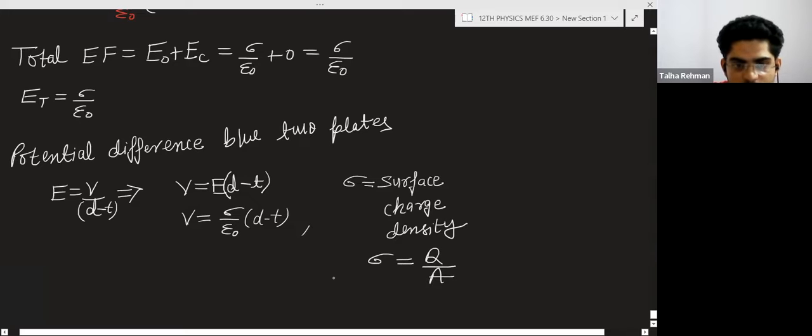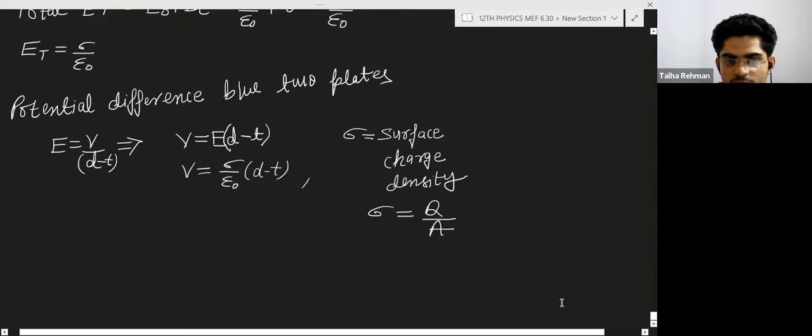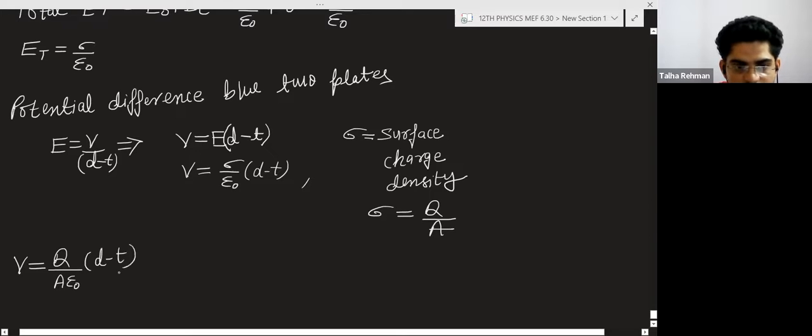So I will put this Q by A in this equation. I will put this sigma here. So we have potential is equal to, what is the value of sigma? Q by A epsilon naught, and this is d minus t. So now we have the potential difference between two plates.